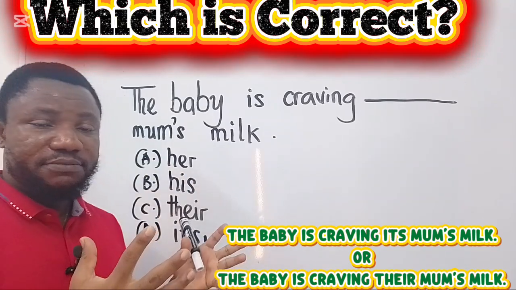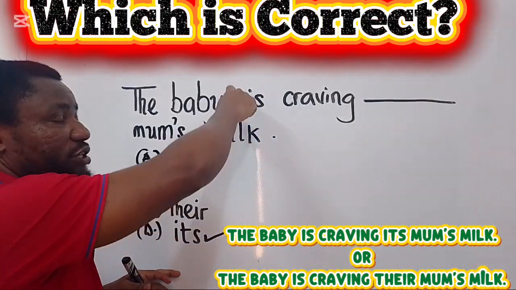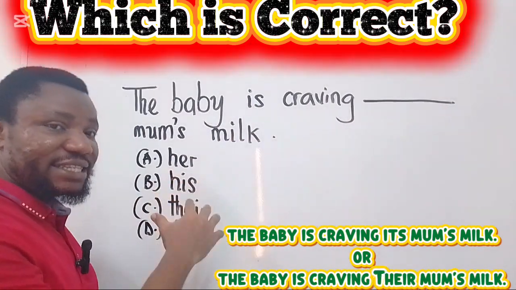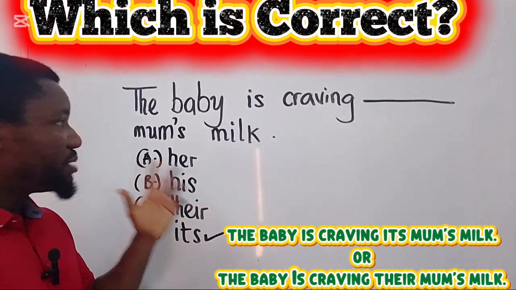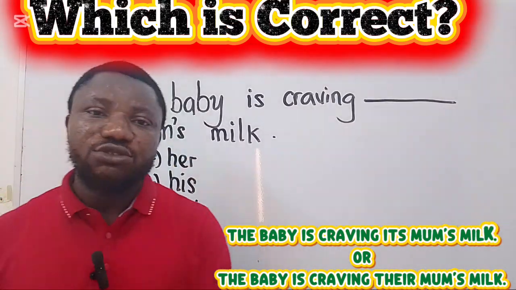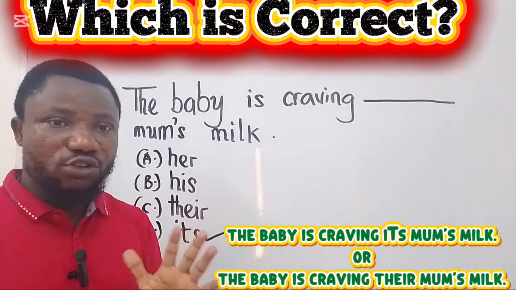But in other formal situations, still under traditional grammar, the answer is its. So if you were in school back in the day, according to traditional grammar, your answer had to be its. The baby is craving its mom's milk. But according to modern grammar, that is no longer obtainable.